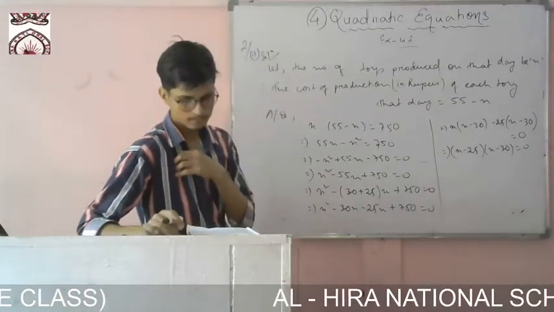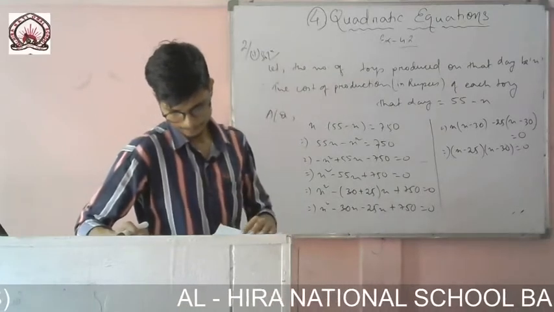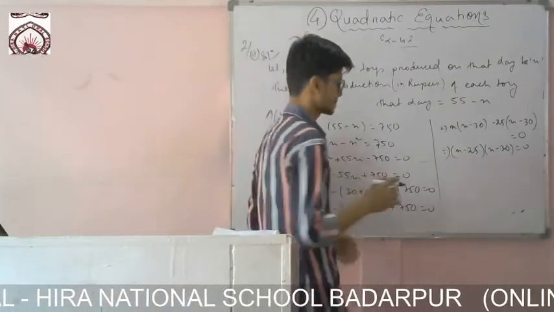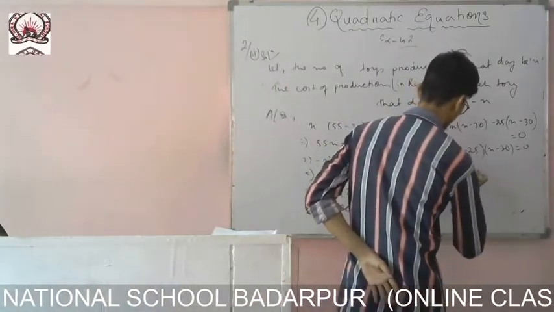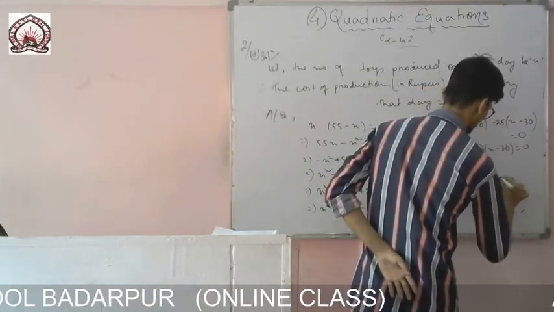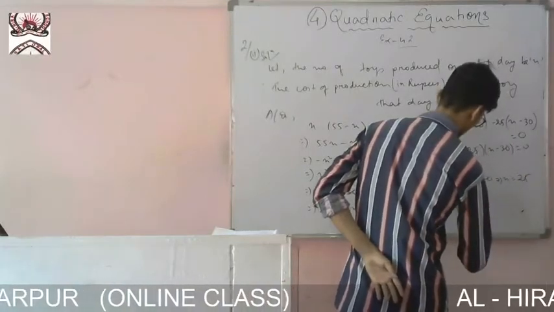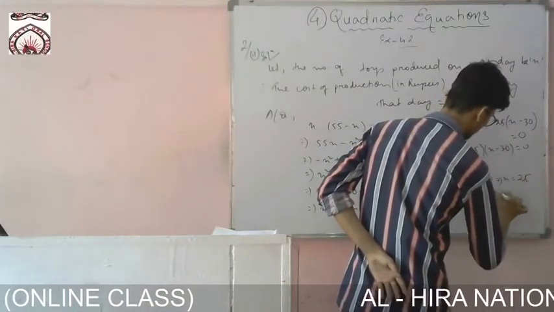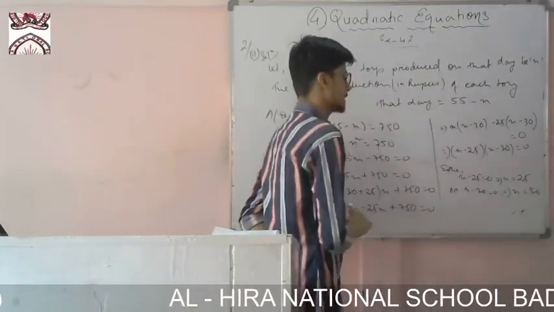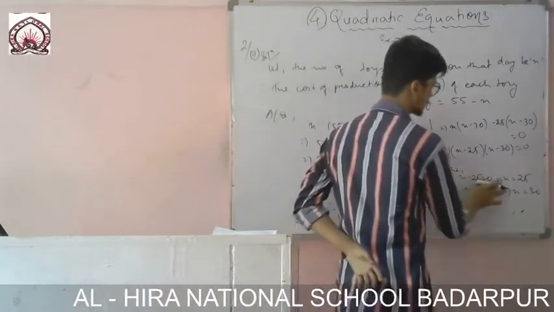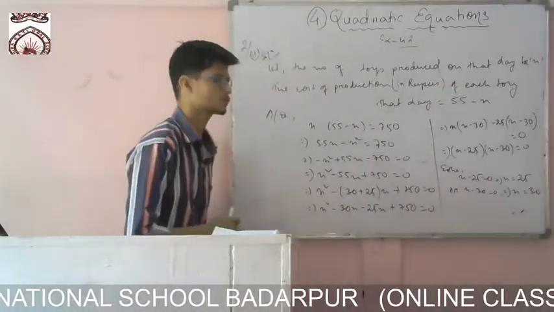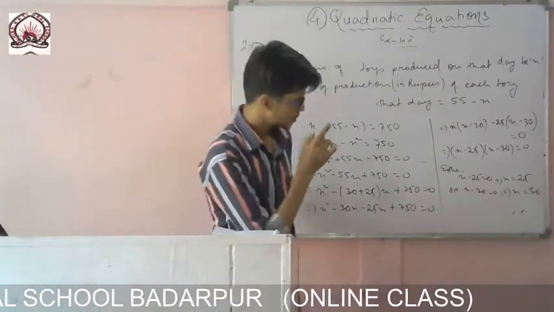So either x minus 25 equals 0, which implies x is equal to 25, or x minus 30 equals 0, which implies x is equal to 30. So either the number of toys was 25 or 30.